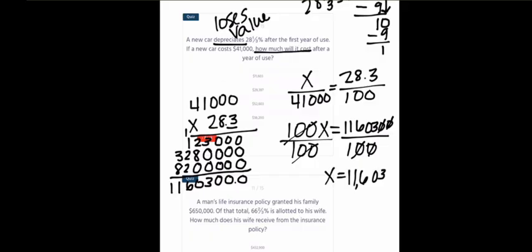$11,603. Now this is the issue. The issue here is that that's what that says here, but that's not what the question is asking us for. It's asking us for what the car will cost after a year of use. So we have to actually subtract that number from 41,000.